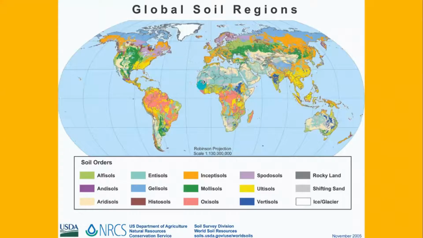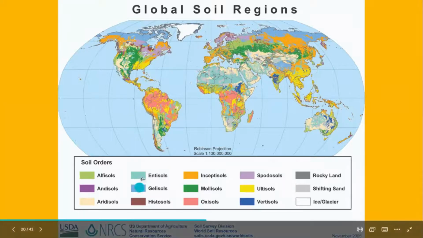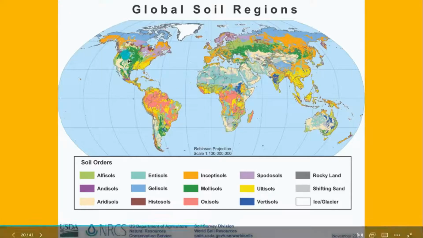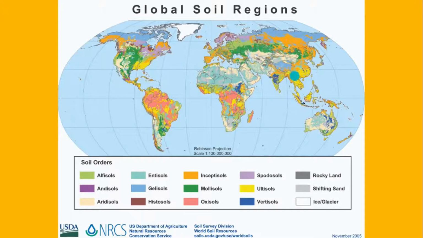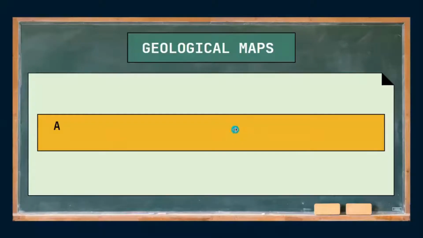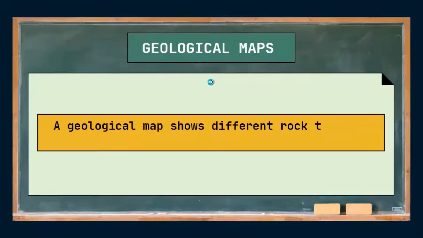Another example is soil throughout the different regions of the globe. Each soil type is represented by a particular color and then plotted on the map here, and it's showing how it's distributed throughout the globe. So a geological map shows the different rock types in an area. A geological map is similar to a distributional map, except it's solely for rocks, while a distributional map could show anything really.